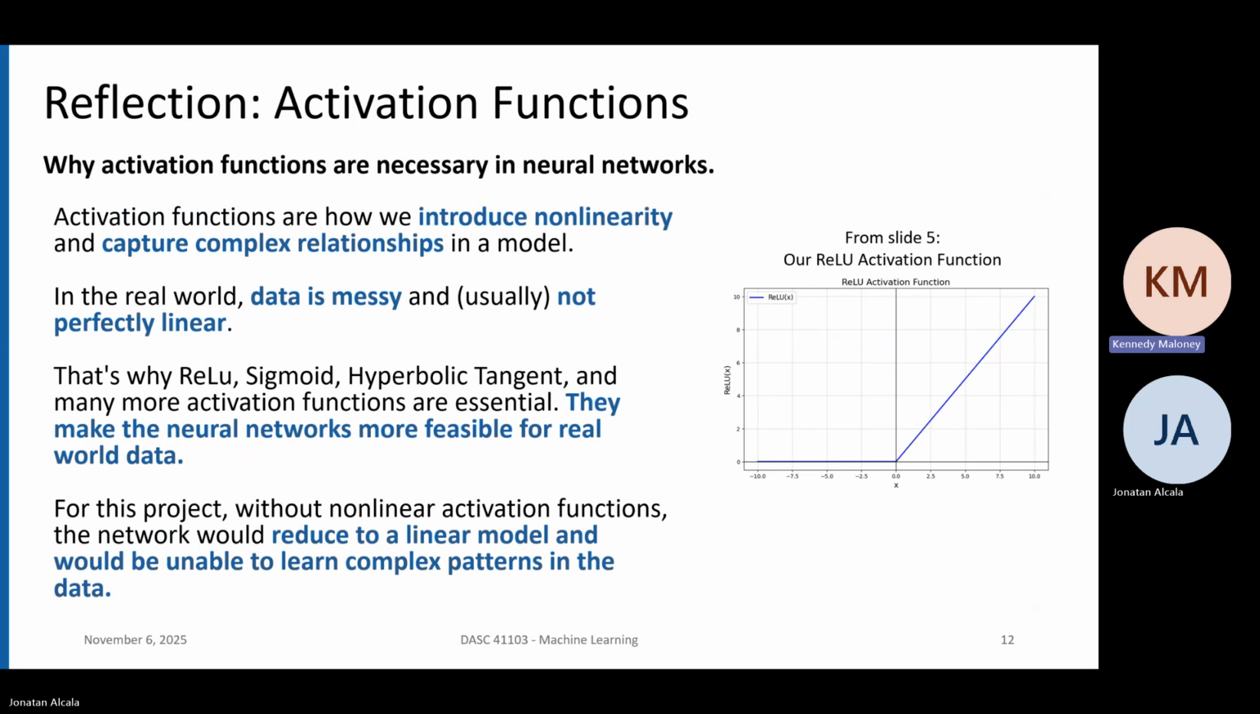And then the last one was about activation functions, why activation functions are necessary in neural networks. Activation functions are how we introduce nonlinearity and capture those complex relationships in a model. In the real world, data is very messy and it is usually not perfectly linear. That's why ReLU, the sigmoid function, hyperbolic tangent, which we saw here, and many, many more activation functions are incredibly essential. They make the neural networks more feasible for real world data.